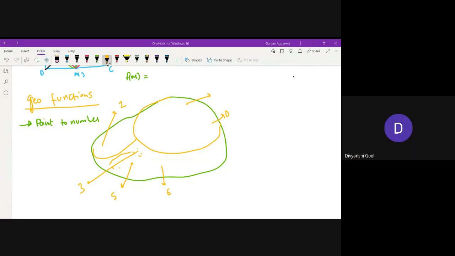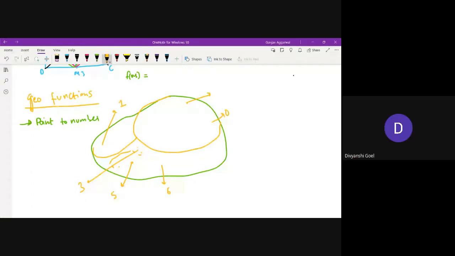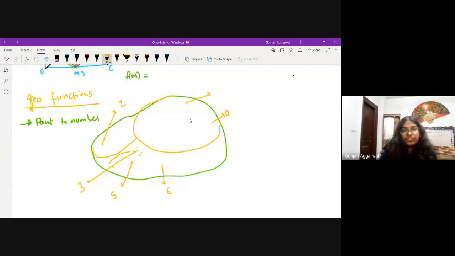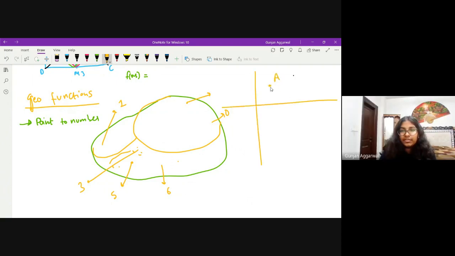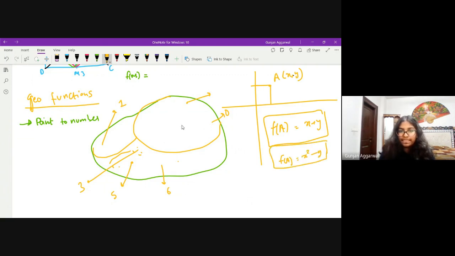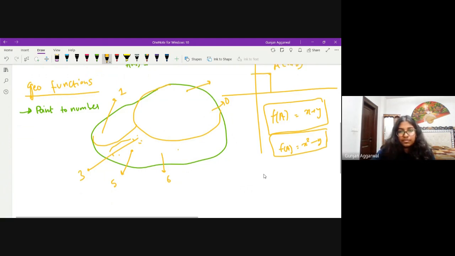Ma'am, but doing this thing, what purpose will it serve? Ma'am, it's just a function. Yes, ma'am. But you're assigning numbers randomly. Rather, we can do coordinate geometry over here, where we have a plane and the coordinate system. Yeah, you could also do that. Like, let's take a point A. Its coordinates are x comma y, then f of A equals x plus y. That's also a function. Or f of A equals x squared minus y. That's also a function, right?